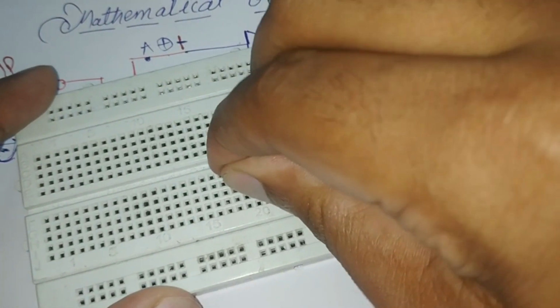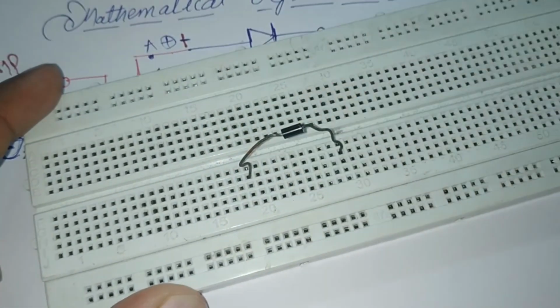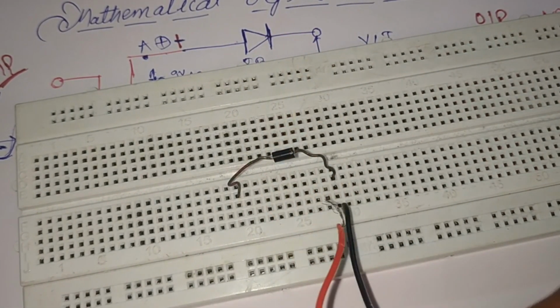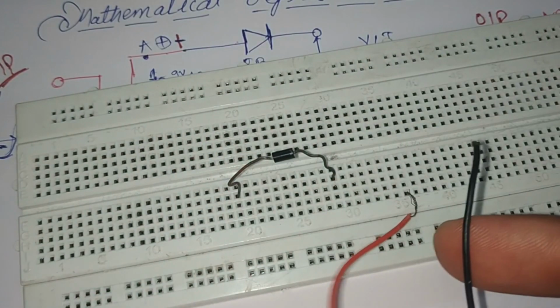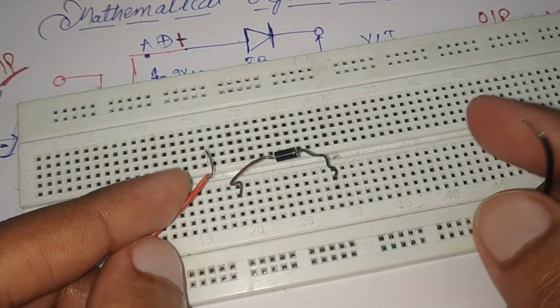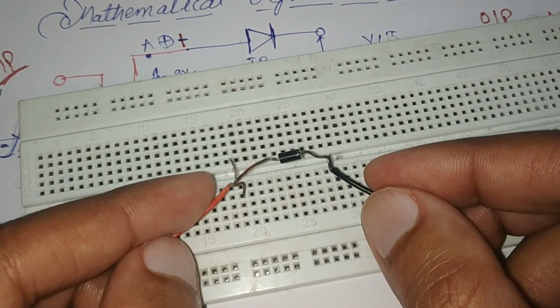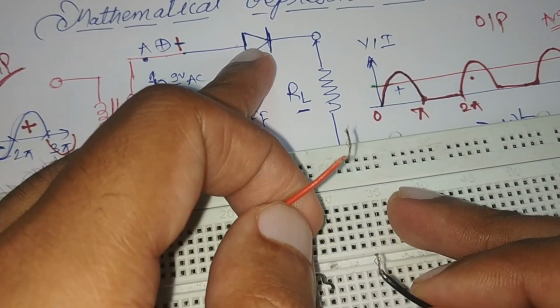Say here I have connected the diode. Now this diode is connected. When we say it is forward bias, this is the battery, red wire is positive, black wire is negative. So positive should be connected to P type, the left side, and negative should be connected to the right side. When we connect like this, it will be forward bias.